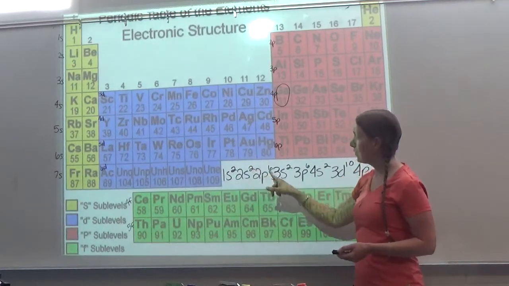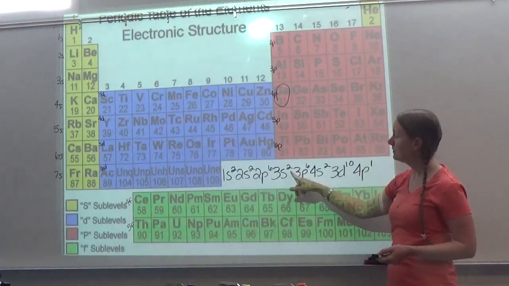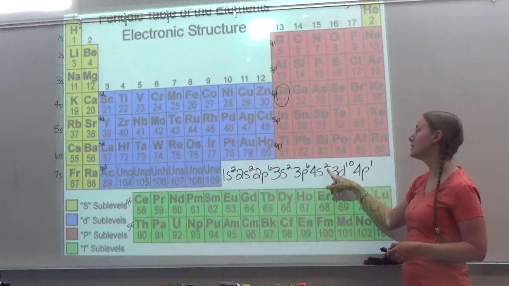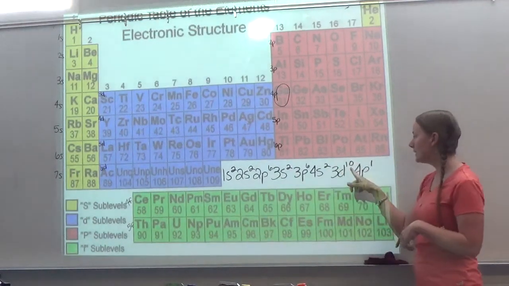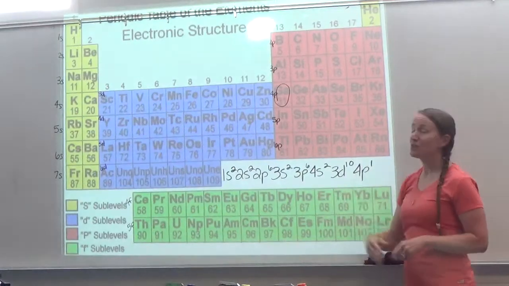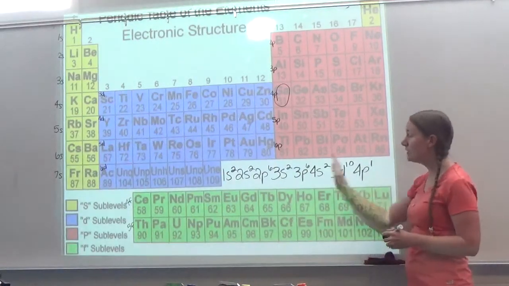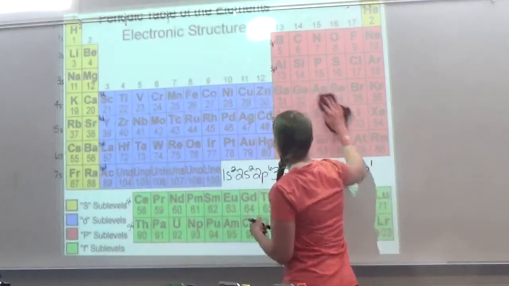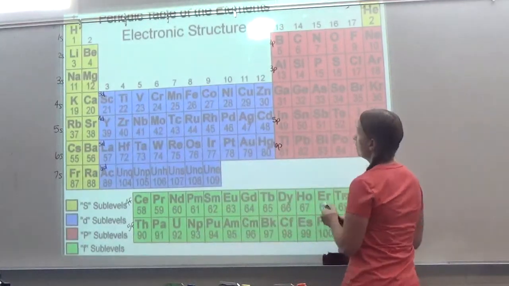So there's 2, 4, 4 plus 6 is 10, 10 plus 2 is 12, 12 plus 6 is 18, 18 plus 2 is 20, 20 plus 10 is 30, and then plus 1 more is 31. Okay, so always, especially at the beginning when you're new, check your answers. Make sure your powers equal your atomic number, which since we're talking about atoms is also the number of electrons.